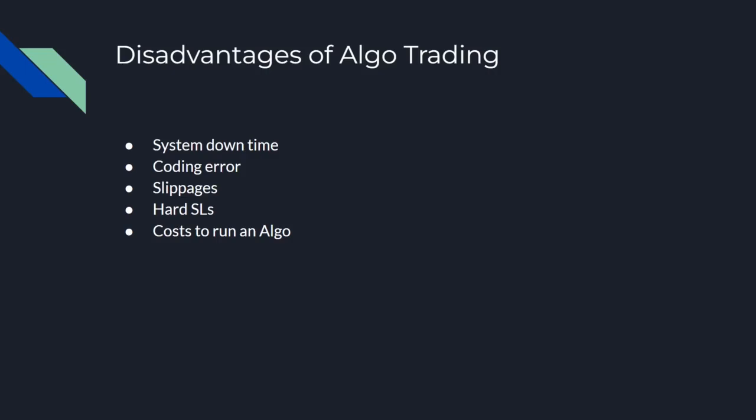What is very specific to algo trading is, say, your broker API is not responding, but your system is up and running. Till then, you will not know whether your SL is hit or your take profit has come or not. That is one thing.